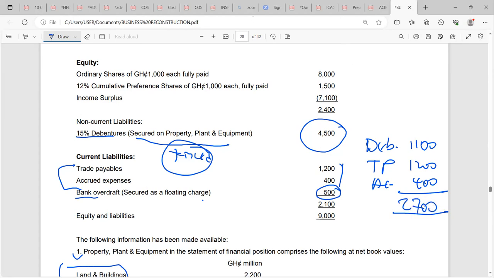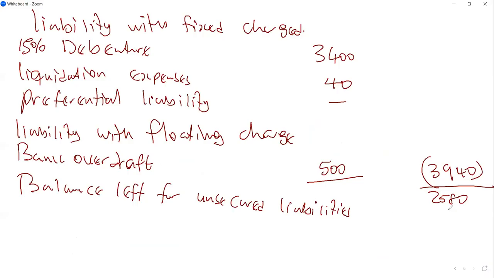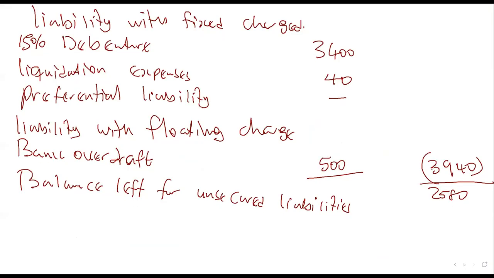Let's go and check whether it's much more than the balance left for them. When I check, it's much more. 2,700 is more than 2,580. Hence, this money will not be enough. So we have to prorate it. So now they have to share this money according to how much they are owed.